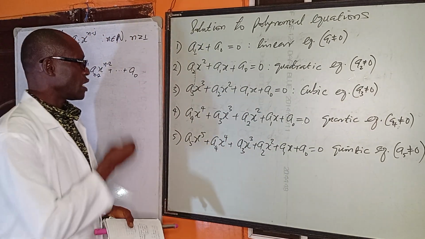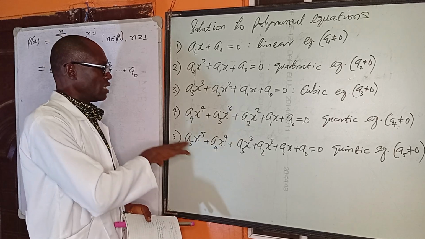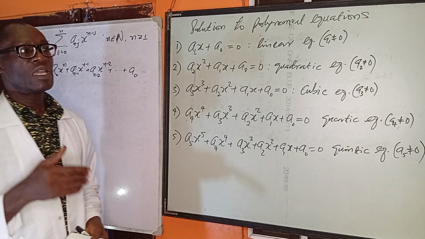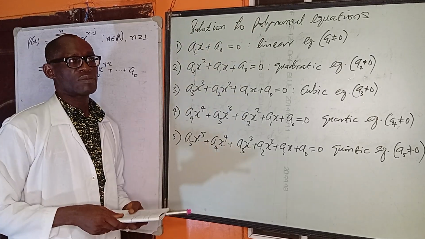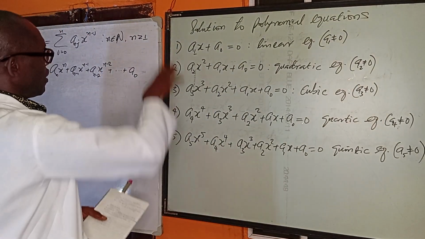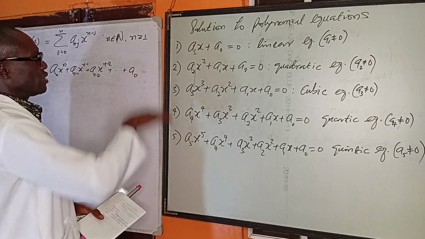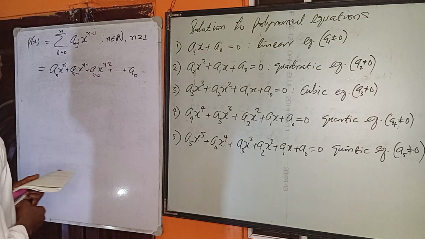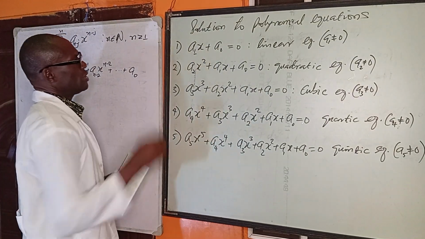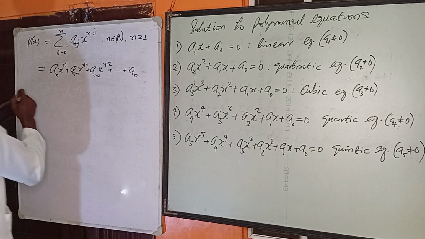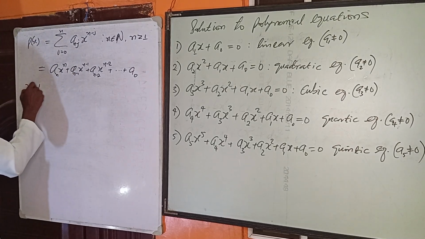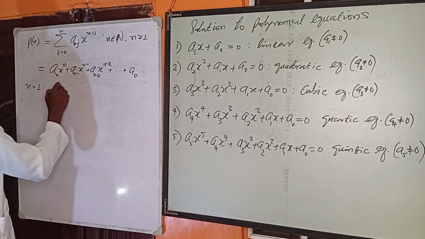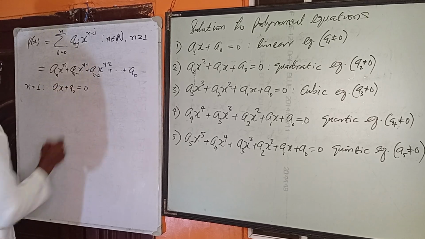Some mathematicians have actually put up a theory that says that polynomial equations of degree 5 and above cannot be solved in radicals. So we decide to limit ourselves to this particular set of polynomial equations. Okay, now we begin with the linear equation. Like I said before, if n is equal to 1, we have the linear equation which is written as a_1 x plus a_0 equals 0.